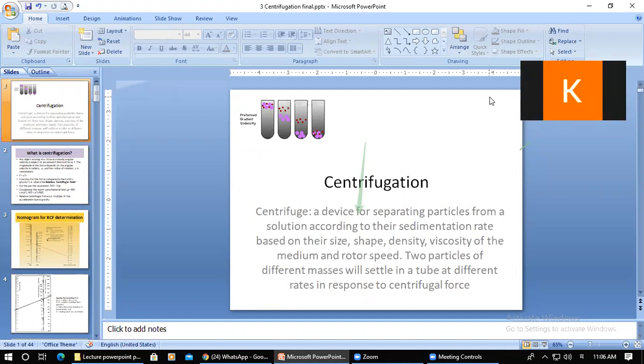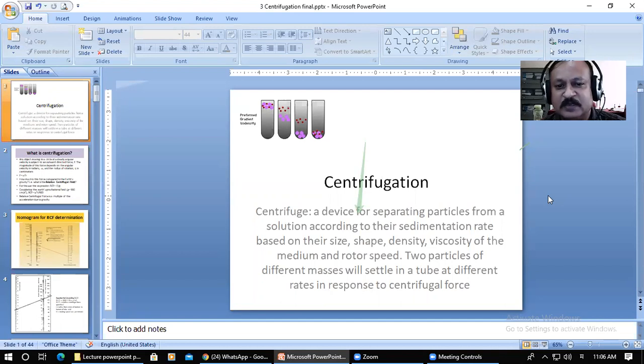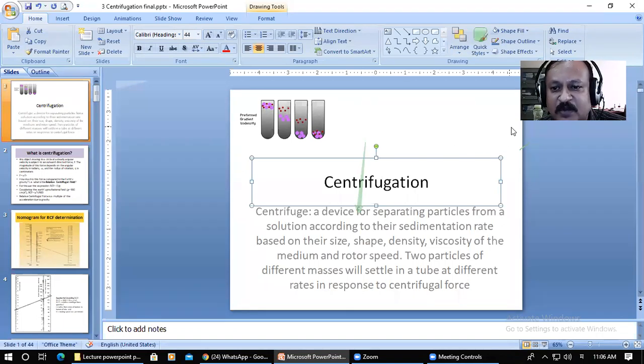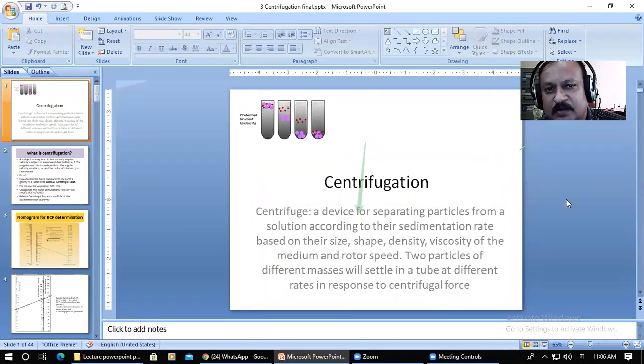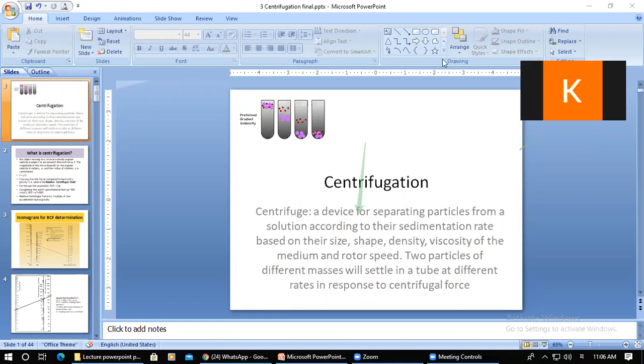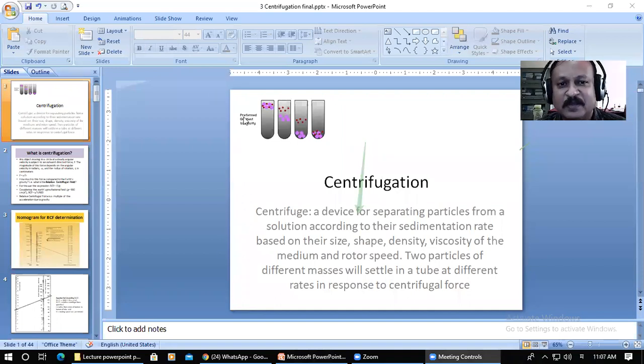Separation of particles with the help of centrifugal force. Separation of which particles? DNA, RNA separation. Protein, yes. What about bacteria? Isolation of DNA from E. coli bacteria. Yeah, any bacteria. Have you not used it for separating the bacteria?